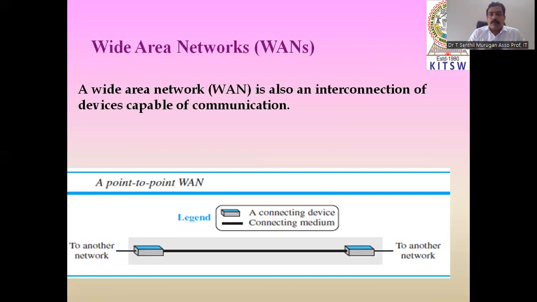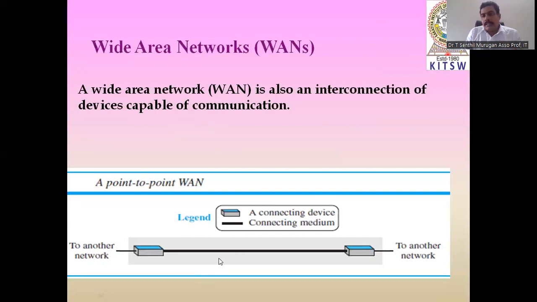For example, one network in Kits College Warangal, and another network in another college, Kits Huzurabad. We want to connect these 2 systems across different cities. That may be considered a wide area network. Worldwide, your office may be established in the USA, one more office in Tamil Nadu, and one more office in Delhi. If you want to connect all three offices, you can choose the wide area network. Wide area network means interconnection of devices capable of communication.